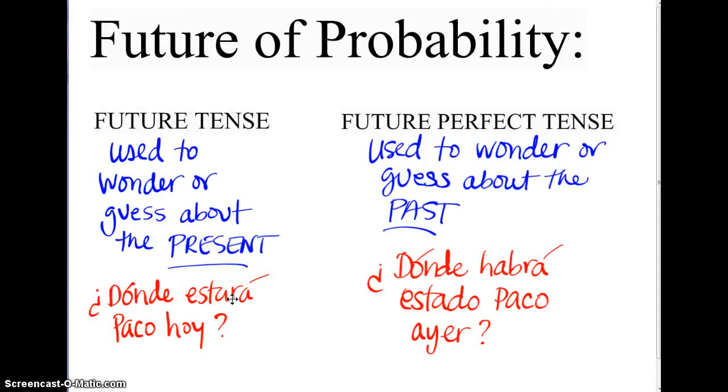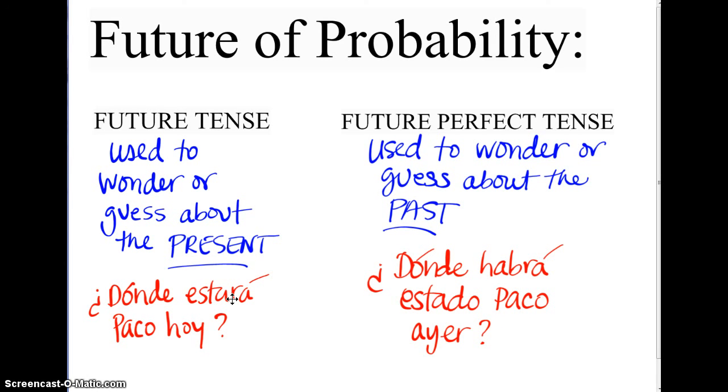One more thing to learn about with the future perfect tense is we also have a future of probability where we use the future perfect tense. So let me just review when we use the future tense for the future of probability. When we wonder or guess about right now, about the present, we use the future tense. So for example, Paco isn't here, and I'm like, ooh, ¿dónde estará Paco hoy? I used future tense, but it's a future probability because what I'm really saying is, I wonder where Paco is.